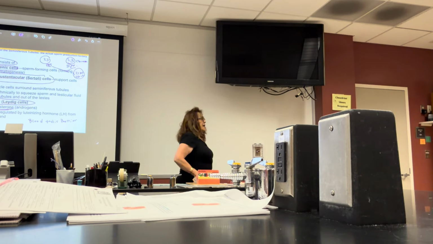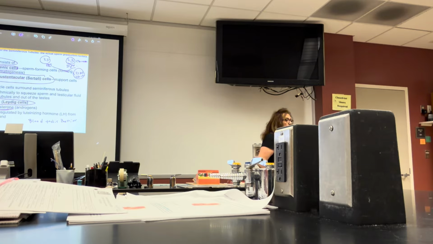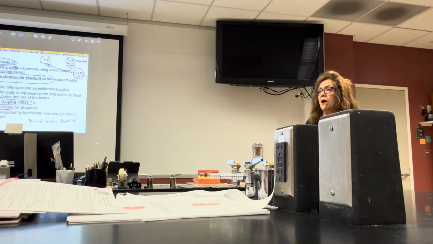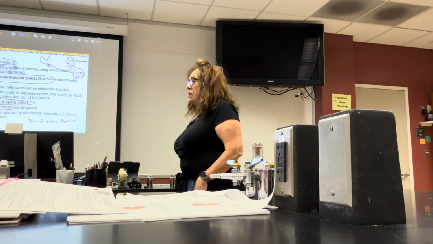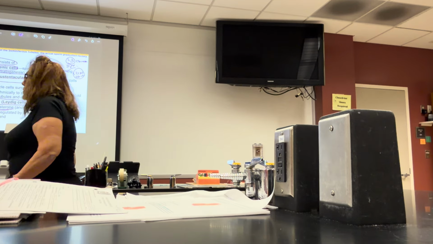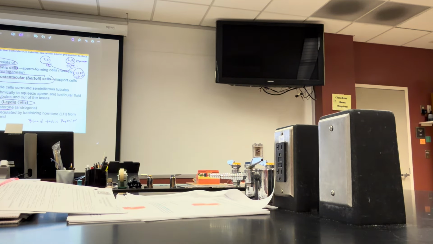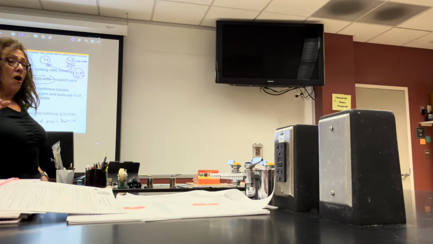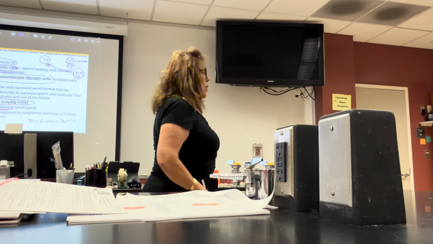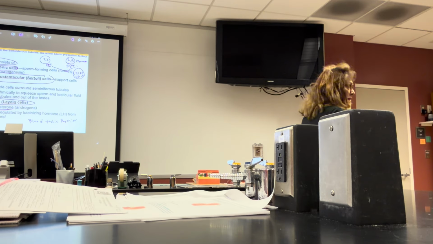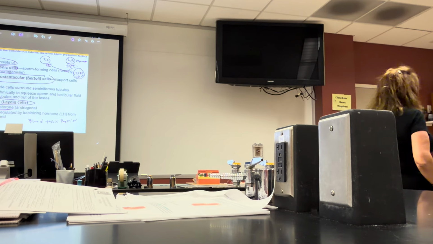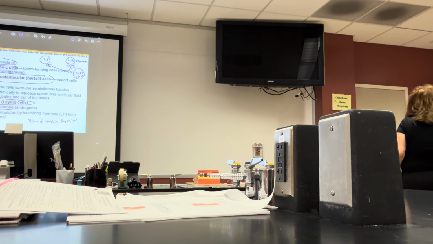The sustentacular cells are supporting cells for the spermatogenic cells and all the differentiation stages of the spermatogenic cell. So they support. Basically, guys, you can think of a spermatogenic cell as a neuron, and these Sertoli cells are neuroglial cells. Actually, they have very similar function to astrocytes, meaning that they create the blood-testis barrier.